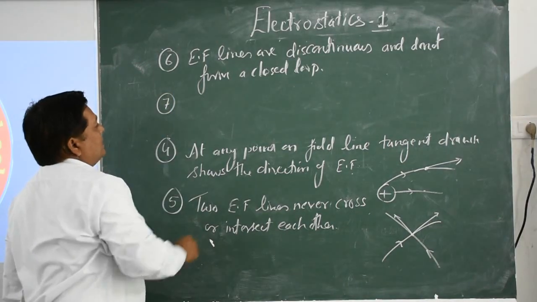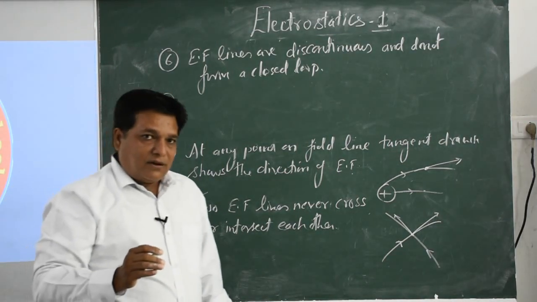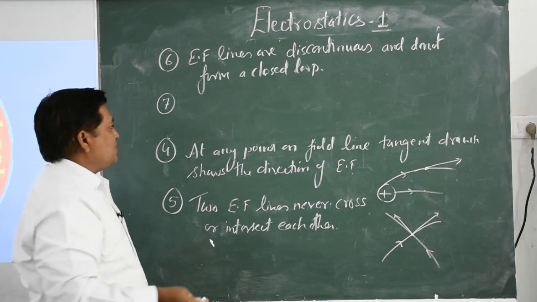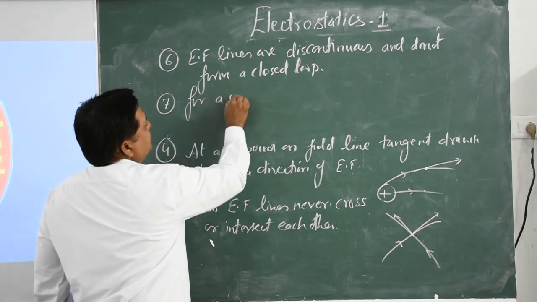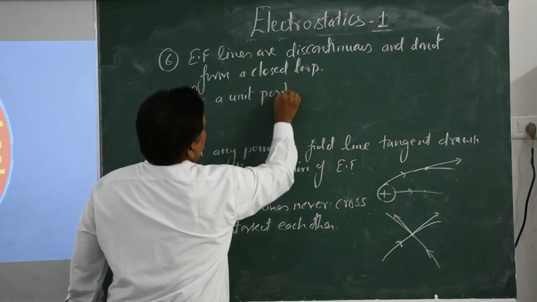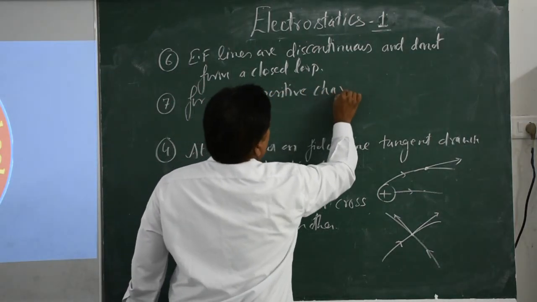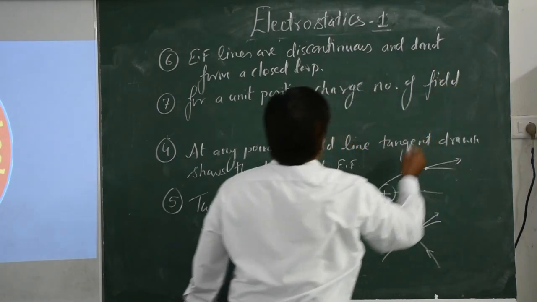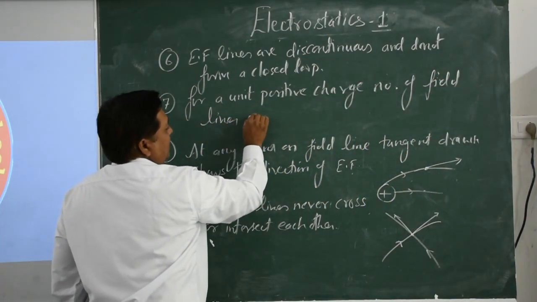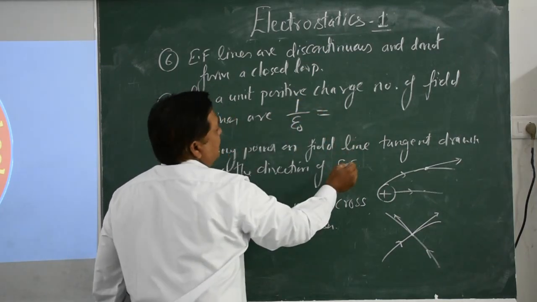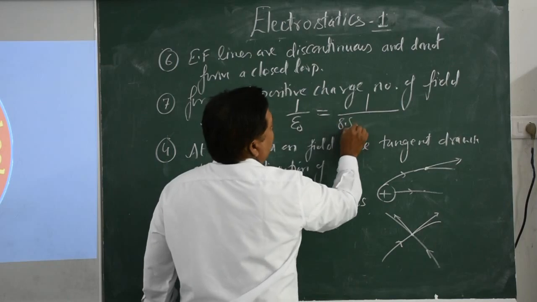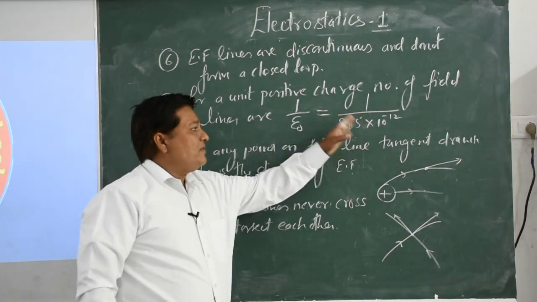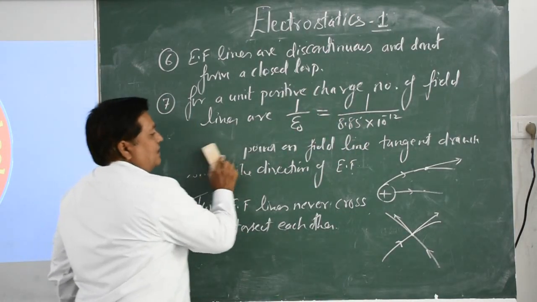Seventh point we may take here: if we consider the number of electric field lines for a unit positive charge, we can say that the number of field lines is considered to be 1 by epsilon naught, where epsilon naught is 8.85 into 10 to the power minus 12, and if we take this minus 12 up there, it will be larger in number. Similarly, the other properties are there.